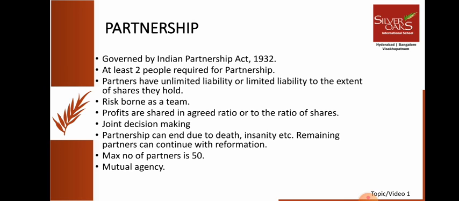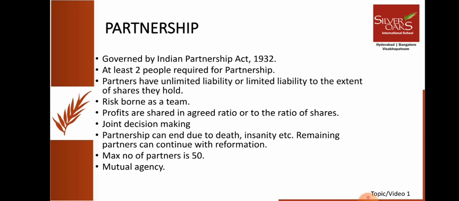It is something similar to how we speak of liability. In some cases, which we'll discuss when we cover the types of partnership firms, liability will be to the extent of the shares, or the resources they hold in the organization.